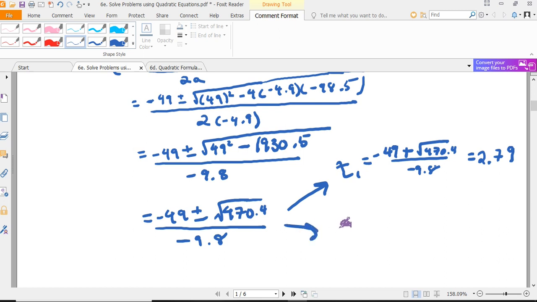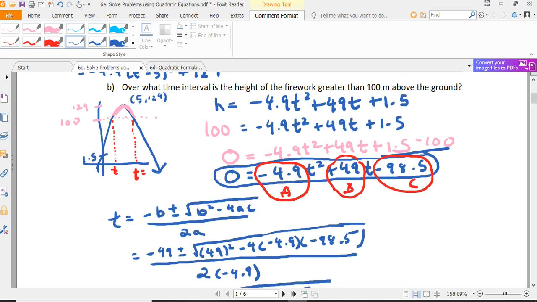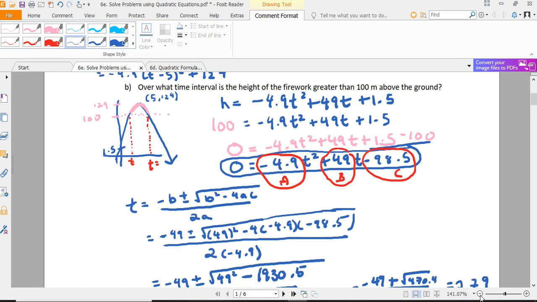And our second time would be negative 49 minus the square root of 470.4, divided by negative 9.8, which will give me 7.21. Okay, so what does that mean? Let's scroll up. That means our first time is going to be, let's make the screen a little bit smaller.